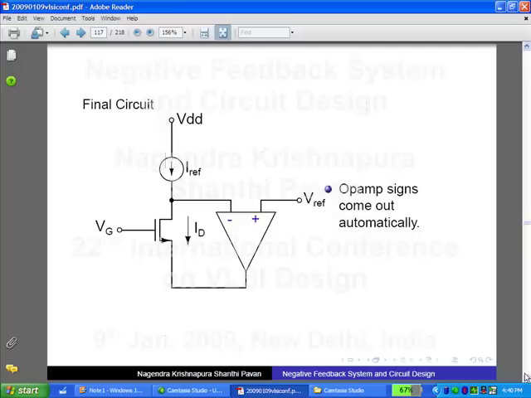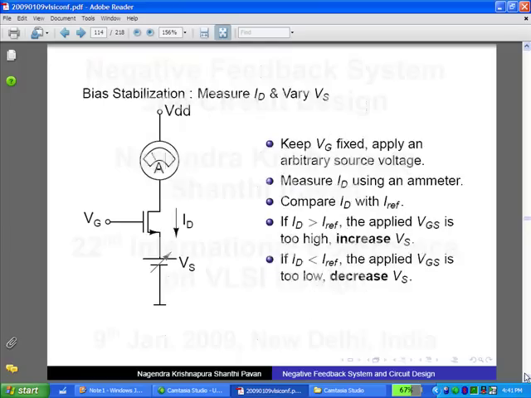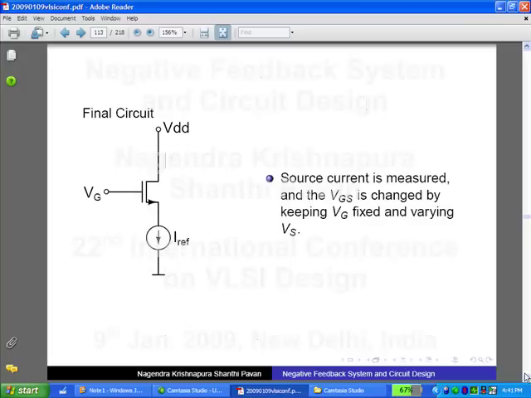How many of you have seen this way of stabilizing bias? Yes, 2, right? And this is one more way in which you can do this. How many of you have seen this one? Only one? Come on, wake up. Everybody, right?